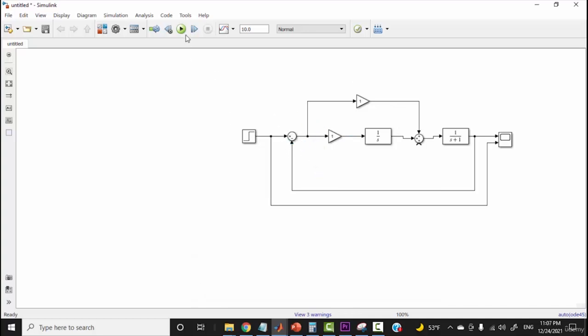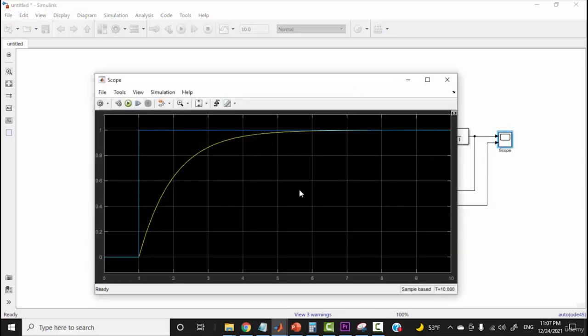Okay, so now let's simulate the project. Click here. Surprise, right? When we added the proportional controller, it eliminated the overshoot in the system. There is no overshoot here. And if you take a look here, you will find that the output is equal to the input. So we got the desired output from this system.